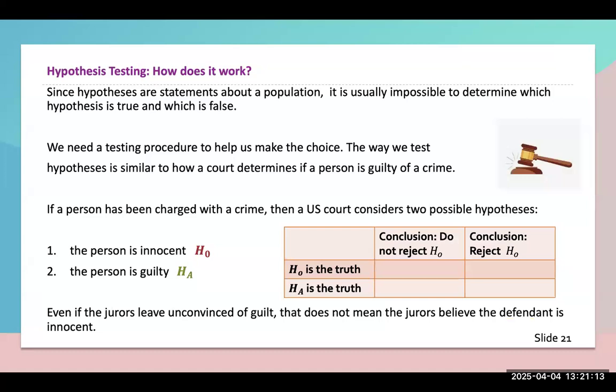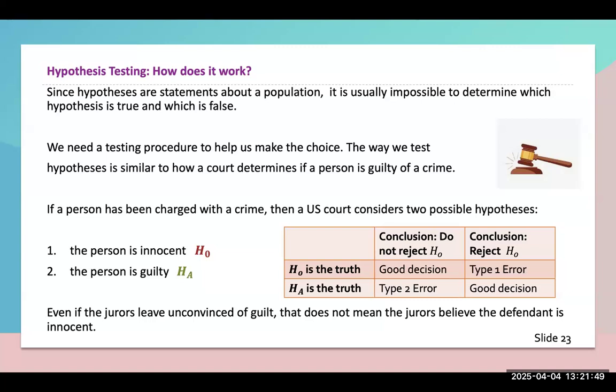Let's talk about what could happen in a court system, and it's the same as what could happen in hypothesis testing. So you have the null hypothesis and the alternative hypothesis. When the null hypothesis is true, we're either going to reject it or we do not reject it. So let's say the null hypothesis is true and we do not reject the null hypothesis. That is a good decision. If the alternative hypothesis is true and we reject the null hypothesis, that's also a good decision.